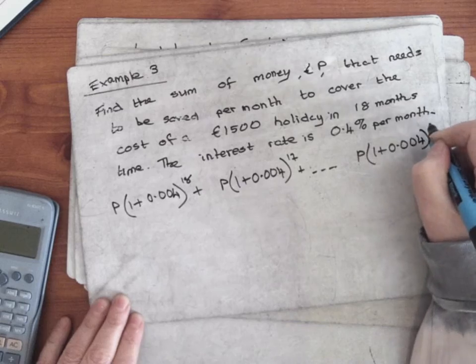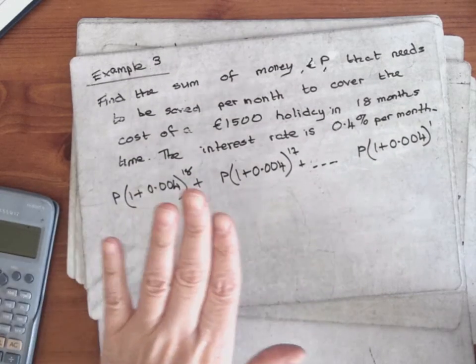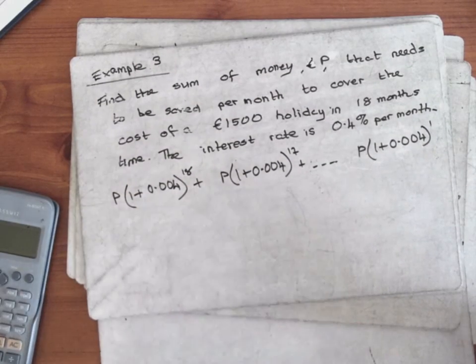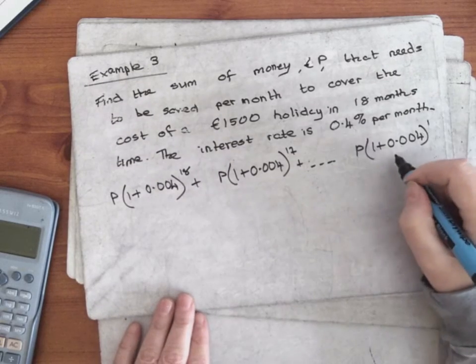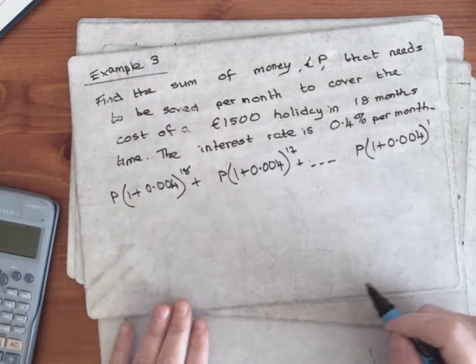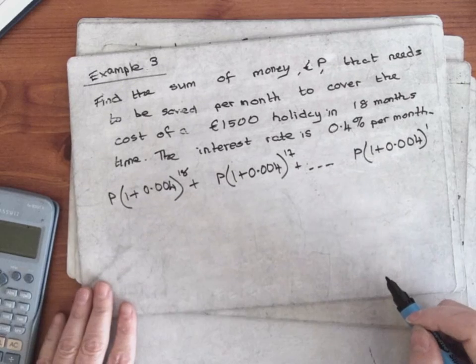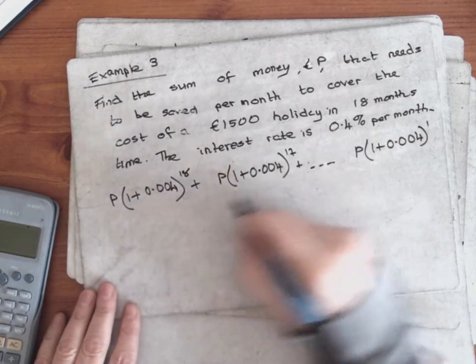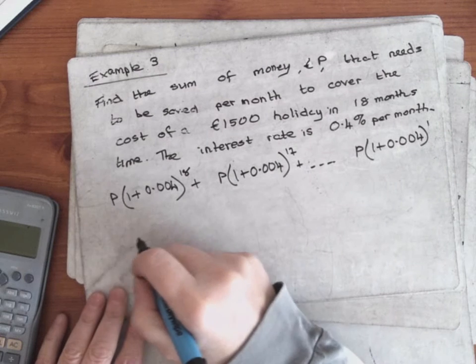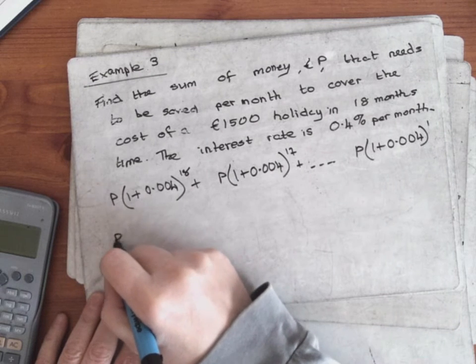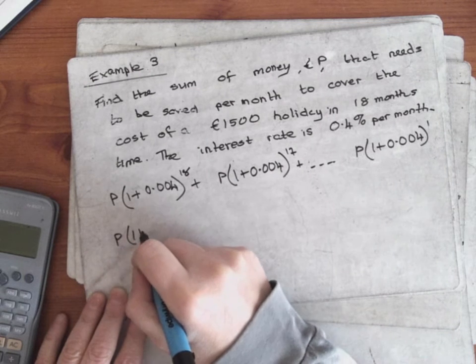So the first installment is in for 18 months, the next one is in for 17 months, the third one you'll get 16 months interest on it. The last installment you put in, you'll only get 1 month's interest on it. When you have all that done, you want to end up with €1,500. So let's write it backwards so we can set up our geometric sequence.